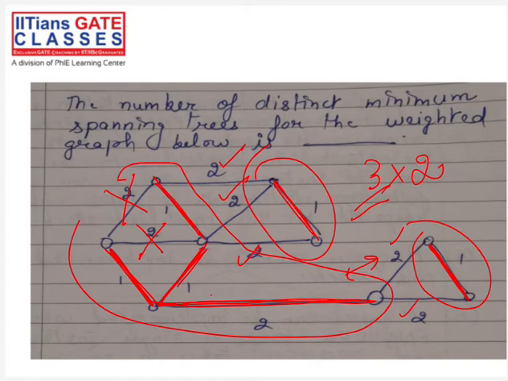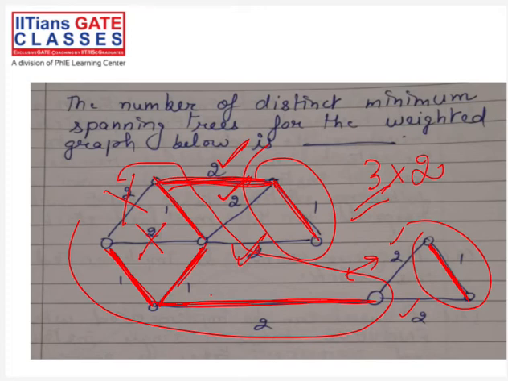Because an MST is a tree, it should be connected, of course. Once you connect them, if you take any more edges out of these three, just take one edge. If you take any more edges, they'll form a cycle. Something like, let's say if you take this edge, now if you take this edge, they'll form a cycle. If you take this edge, it will form a cycle. So that's why three options in the upper part and two options in the lower part.